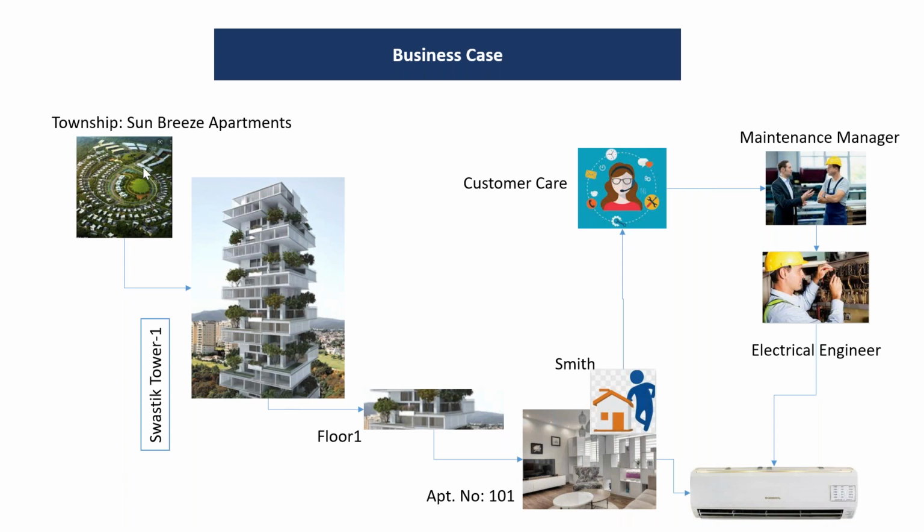So to understand this master data primarily, this will be my first level of function location. Township Sunbreeze apartment is the first level of function location. The next level will be Swastik Tower 1, 2, 3, likewise. Then each floor will be the third level, and the fourth level will be apartment number 101.